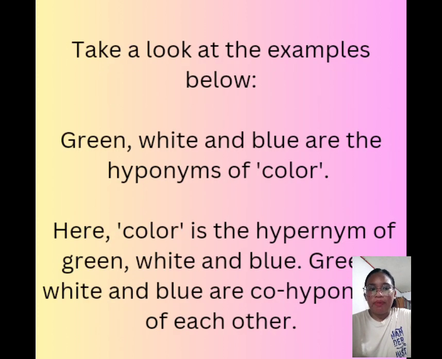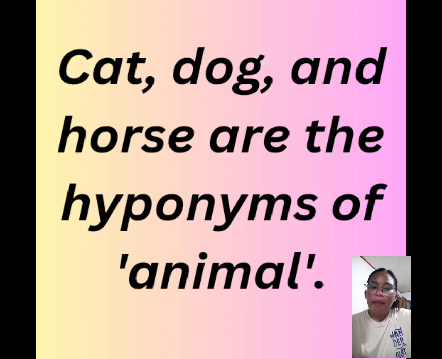Take a look at the example. Green, white, blue are hyponyms of color. Color is the hypernym of green, white, and blue, and green, white, and blue are co-hyponyms of each other. Cat, dog, and horse are hyponyms of animal.